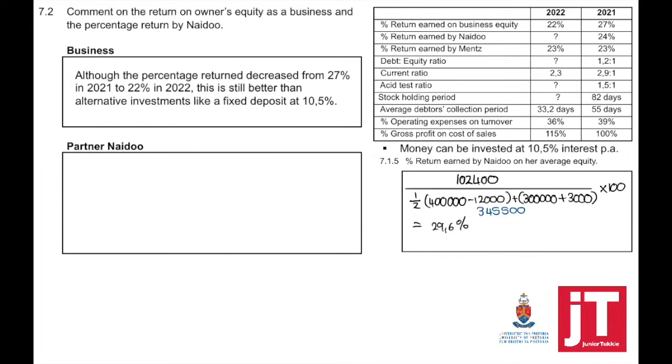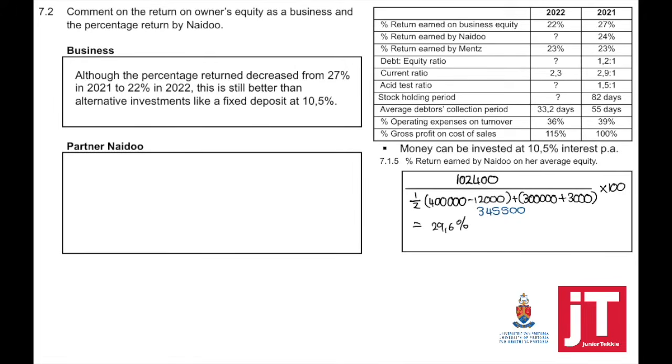The percentage return decreased from 27% in 2021 to 22% in 2022. Although there's a decrease in the percentage return earned by the business, if we compare this to alternative investments, it is still better. They provided that money can be invested at 10.5% interest per annum. Use that percentage indicated in the information when you are commenting and comparing this to alternative investments.